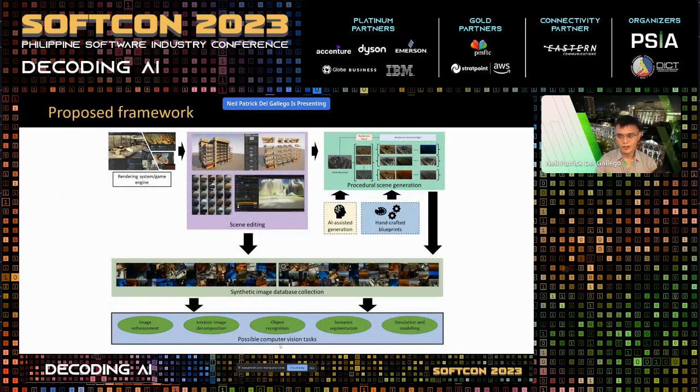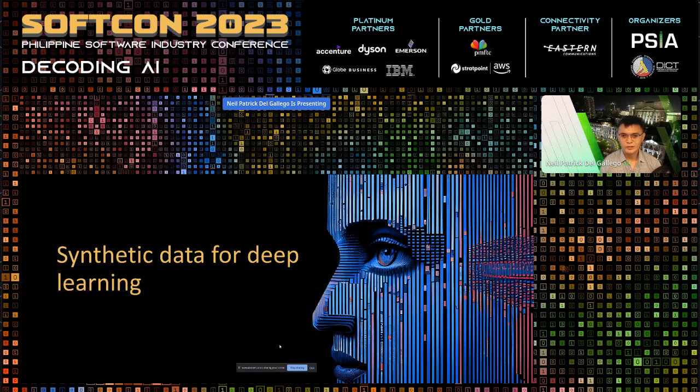This is the overall proposed framework that we have been doing. In our Game Lab, our research area spans synthetic image generation, wherein we use a game engine or any other rendering system to create an arbitrary number of scenes. From those scenes, we use a procedural scene generation technique to generate a diverse amount of images for a possible computer vision task. Now let's tackle more about synthetic data.